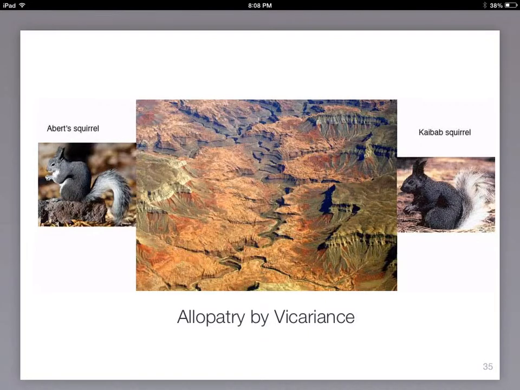Here we have a nice example of allopatry by vicariance. These two species of squirrel are geographically separated by this, I'm pretty sure it's a river, or it could just be cracks in the earth, I can't really tell from the picture, but regardless, there is a geographic barrier separating these two populations, and enough evolution has occurred to isolate them from one another and become two separate species.